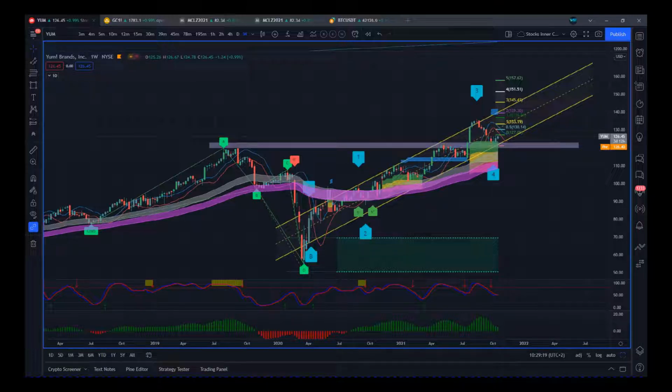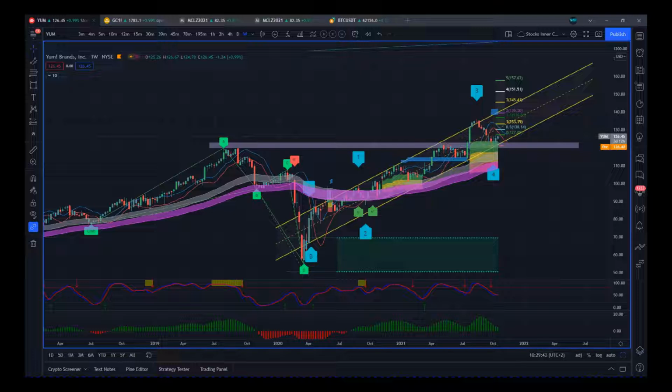Now, there's some technical analysis I'm going to do in here using tools that are available on any platform really, just looking at channels and support and resistance zones, looking at the behavior of the trend currently on YUM, and then looking for that Elliott wave move. So first of all, I've gone to the weekly time frame.